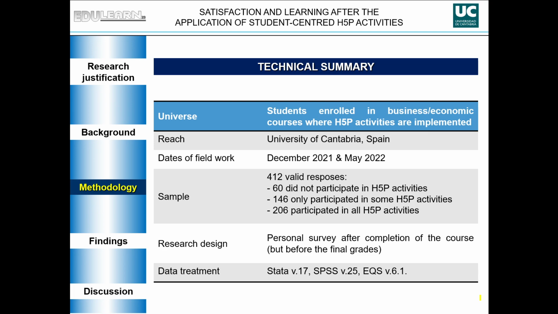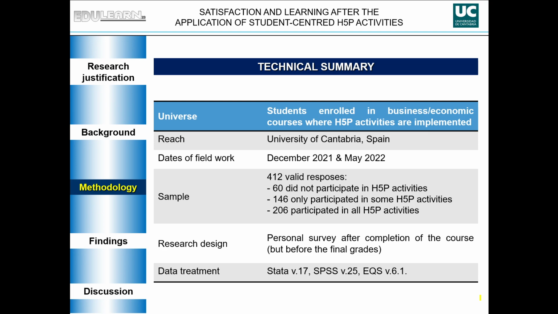We collected a total of 412 valid responses, and we collected data from three different groups of students to have control groups to compare the H5P activities with students that had not participated in the activities. We collected 60 responses for students who had not participated in the activities, 146 responses for those students who had participated only in some H5P activities, and finally we collected 206 responses from students who had actively participated in all the H5P activities proposed in the course where they were enrolled.